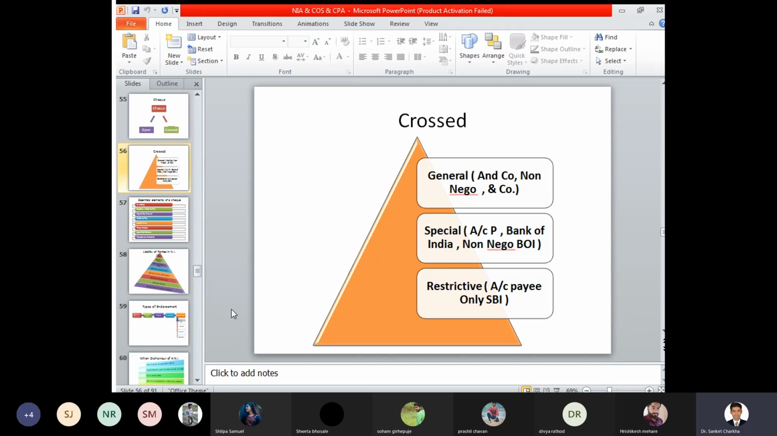In terms of general crossing, there is 'and company' and 'non-negotiable and company'. These are the types of general crossing. Special crossing is, for example, account payee Bank of India, and non-negotiable Bank of India. Restrictive crossing is account payee only SBI. Here in restrictive crossing, the payee bank can make the payment, and only SBI is authorized to make the payment for this particular check. This is the State Bank of India type of check.